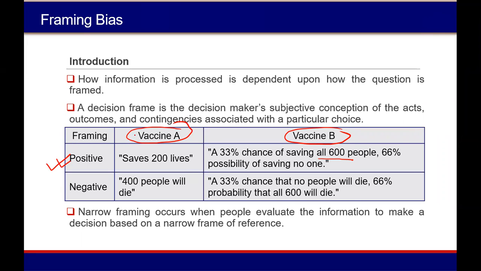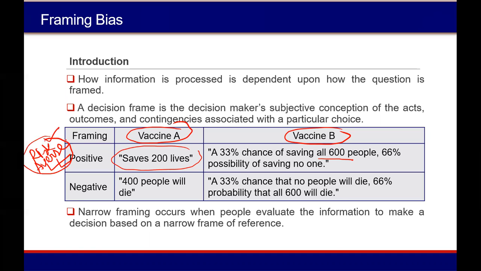Just think of the positive, that if we use vaccine A, 200 people will be able to save their life. And if vaccine B is used, out of 600 people, there is a 33% chance of saving their lives. Which one will people prefer commonly? People will prefer vaccine A. Okay. But the thing is that people are now risk averse here. Yes, sir.